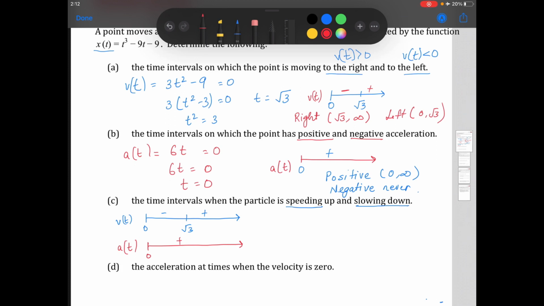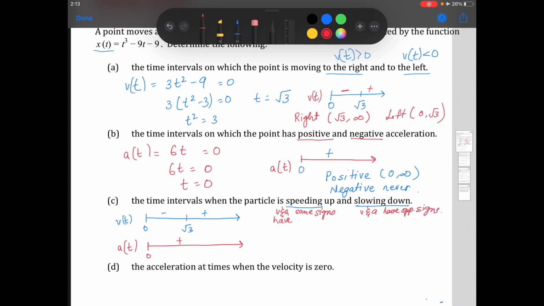So it's speeding up when they both have the same signs. I'm going to still say velocity and acceleration have same signs. Slowing down, velocity and acceleration have opposite signs, right?